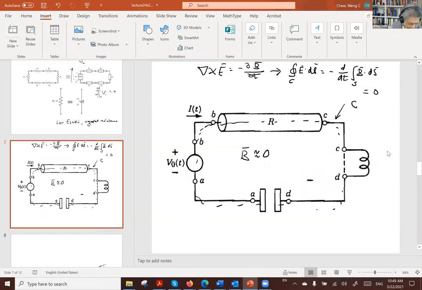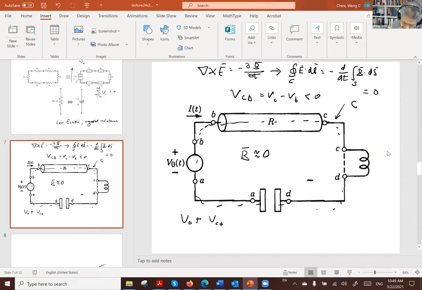Then I can apply Faraday's law to this loop and say that V zero plus VCB, where I would define VCB as being VC minus VB, okay? So since VB is higher than VC in potential, this is a negative number.